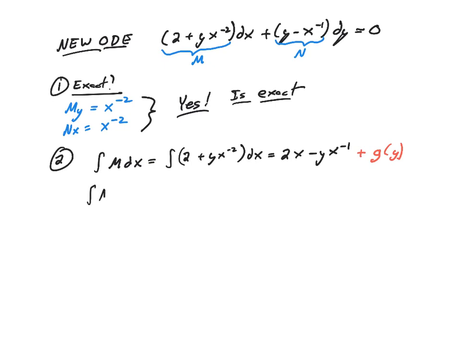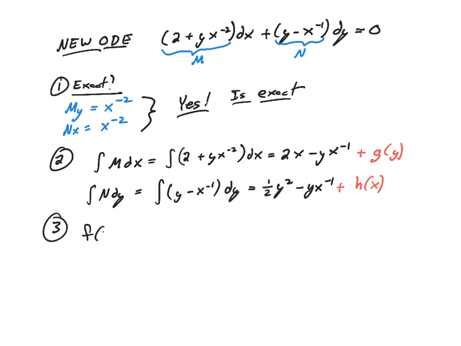And now if I integrate n with respect to y, I get the integral of y minus x to the negative 1 dy. On the right-hand side, I should have 1/2 y squared. And if I integrate x to the negative 1 with respect to y, I simply have y x to the negative 1. And now I have a function of just x. And now I need to figure out what my new function f is. So I have f of x comma y.